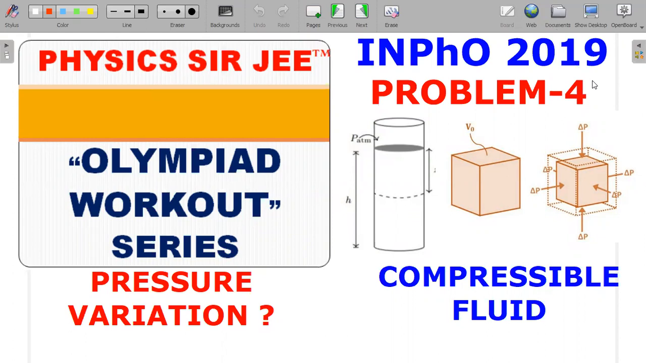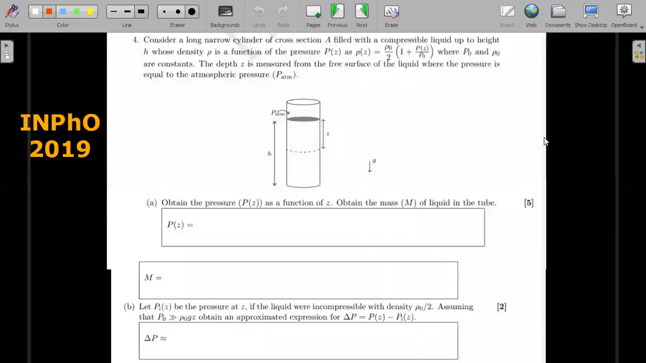Okay, so this was a question about a compressible fluid and its pressure variation inside it as a function of the z coordinate in the direction of gravity. This is for those who are watching it for the first time.